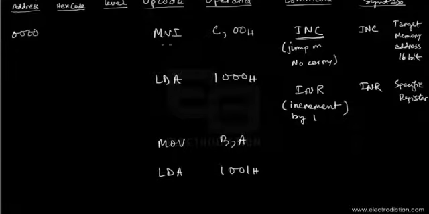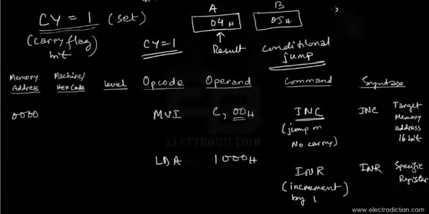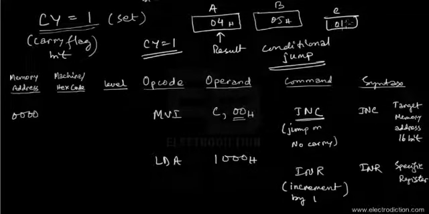Since we have loaded the number 00H into register C, whenever a carry is detected, we use the INR instruction to increment the contents of register C by 1, so that register C now stores 01H, in order to indicate that a carry has been generated. Now this is basically done because it's not directly possible.